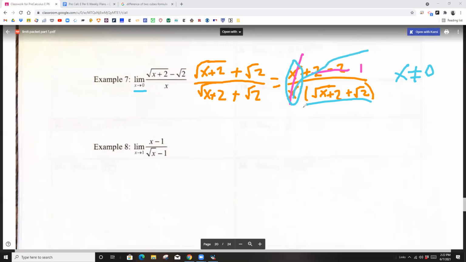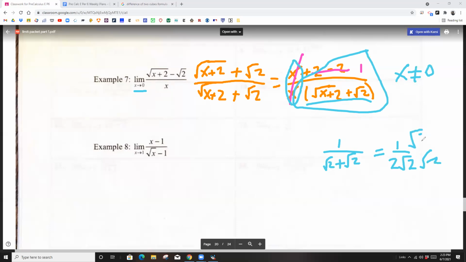So we can use this as a guide, plug in 0, and we get 1 over root 2 plus root 2. So that's 1 over 2 root 2, which let's rationalize, because we're in calc honors now, so we want to do this the right way. So we get root 2 over 4, and there it is. Root 2 over 4 is like 0.7 over 4. So it's like around 0.2, but yeah.